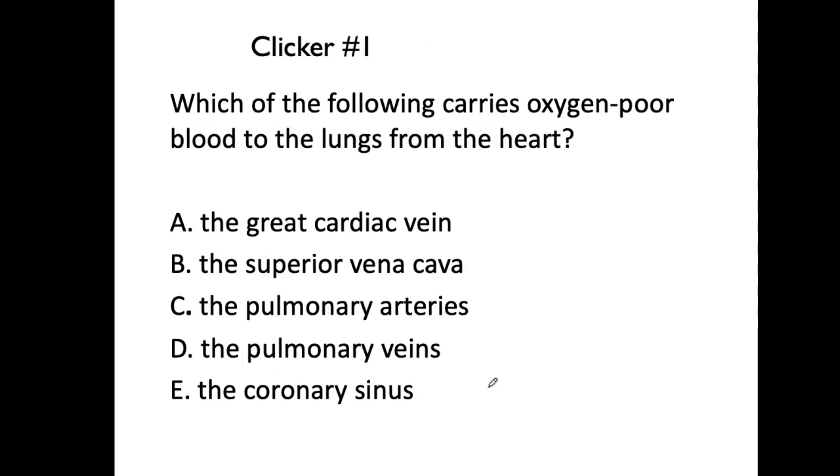This is the kind of question that you'll get, so I'm going to just do this one and then stop. Which of the following carries oxygen-poor blood to the lungs from the heart? So oxygen-poor blood to the lungs from the heart. I'm going to leave you with that. You've got to figure out what it is, and I'm going to stop it right there.